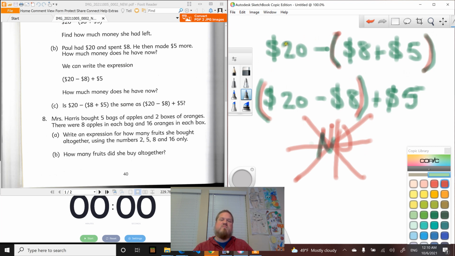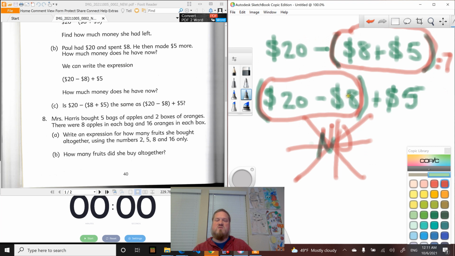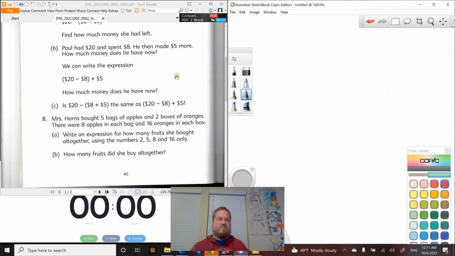So remember, for this one, we have to do this part first because of the parentheses. 8 plus 5 is 13. 20 minus 13 is 7. This one, we have to do this part first because it's in the parentheses. 20 minus 8 is 12. And then 12 plus 5 is 17. Different order of operations, even if you have all the same minus and plus operators, even if you have all the same numbers, because of the parentheses, they come out to different answers. All right, let's move on.